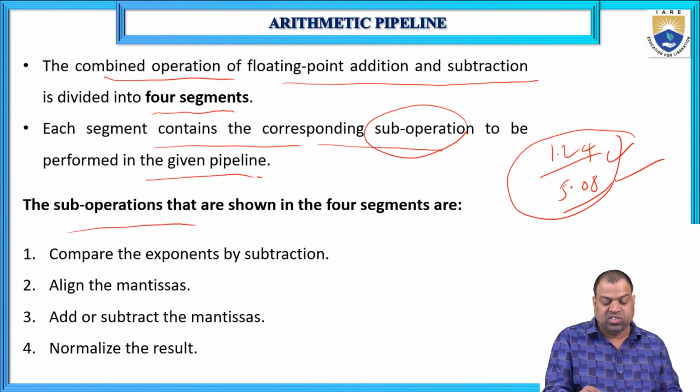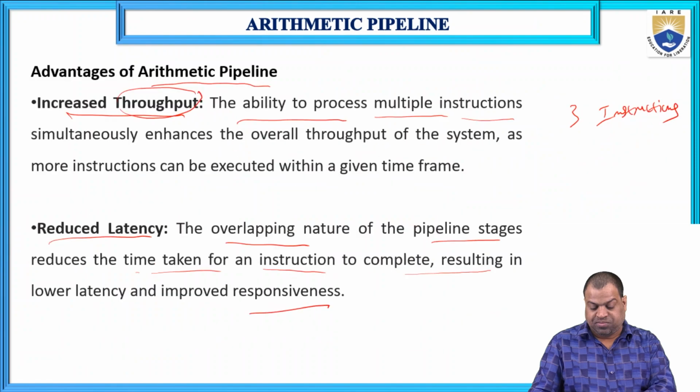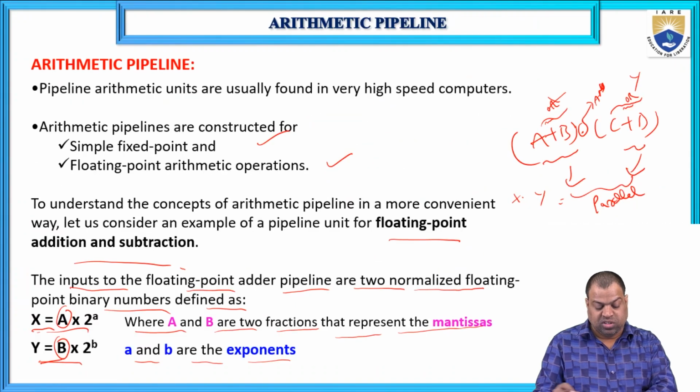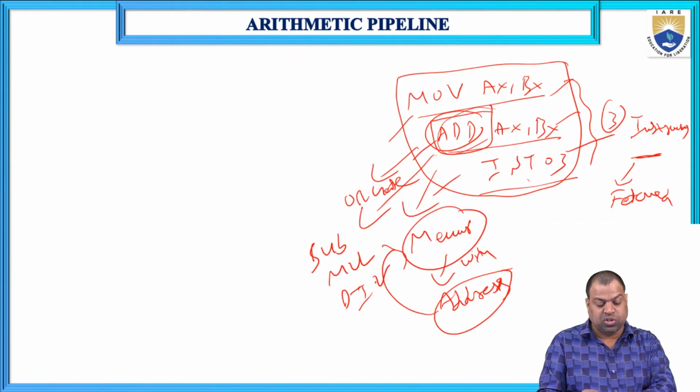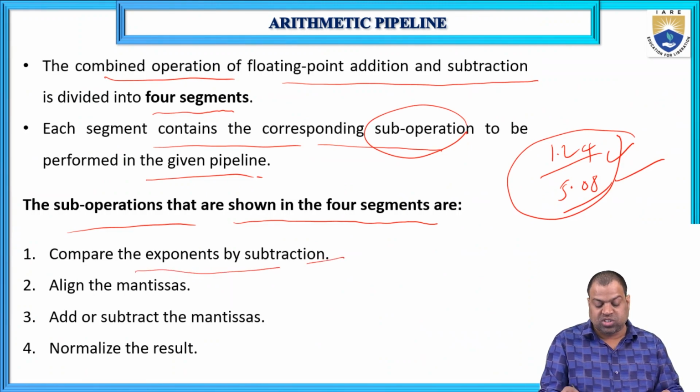First, these sub operations are shown in 4 segments. First segment: compare the exponents by subtraction; align the mantissa; add or subtract the mantissa; normalize the result. Okay, in the previous slides we took one example of this. Suppose x equals a times 2 power a, y equals b times 2 power b. Here a and b are the mantissas and these are the exponents. Like this, what is the first step? Compare the exponents.